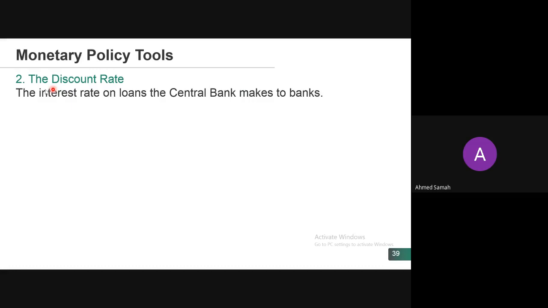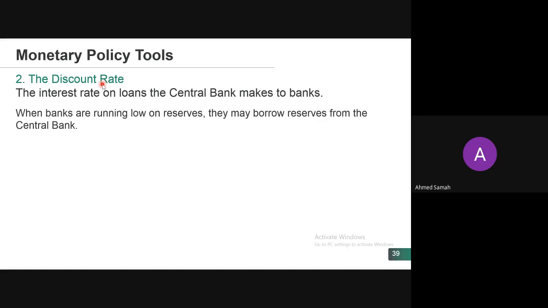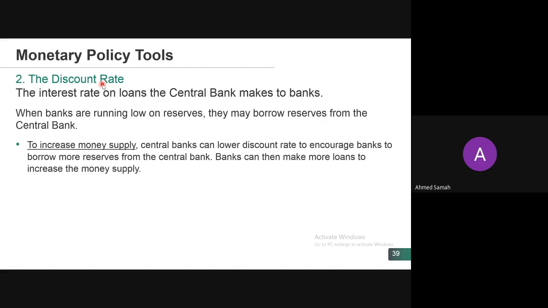The discount rate. When banks are running low on reserves, they may borrow reserves from central banks, as I just explained. So if the central bank wants to increase the money supply, they can lower the discount rate to encourage banks to borrow more reserves from the central bank. It will be cheaper for commercial banks to borrow from the central bank. When they borrow more, they can use these borrowings to lend to customers as loans, and through loans the money supply will increase.